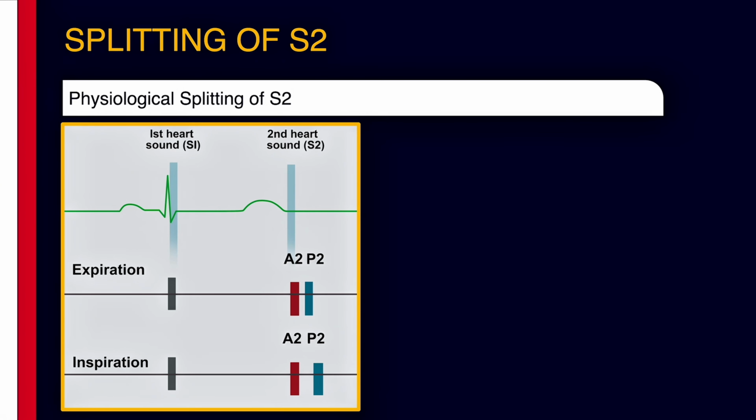During inspiration, P2, pulmonary valve closure, happens slightly after A2, aortic valve closure. Why? Because inspiration reduces intrathoracic pressure, increasing venous return to the right ventricle, which prolongs right ventricle systole, so the pulmonary valve closes later. You hear a split S2 during inspiration, and it fuses back together during expiration. It's especially noticeable in young, healthy people.